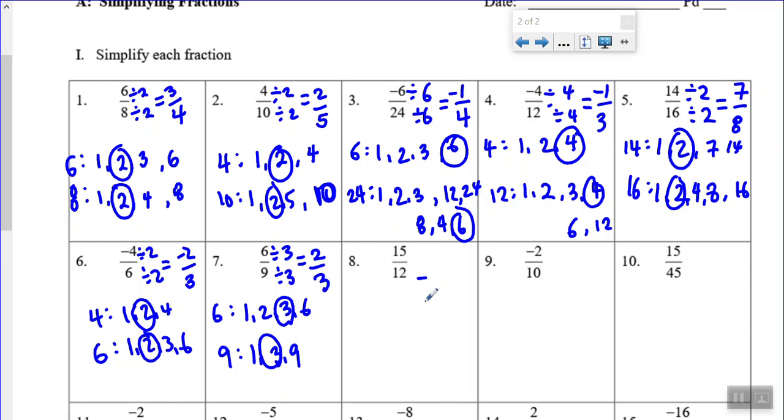So continue the problems, use your calculator, or look at the multiplication table or factor table. You have to divide the numerator and denominator by the same number. If you have a negative sign, your answer will also have a negative sign.